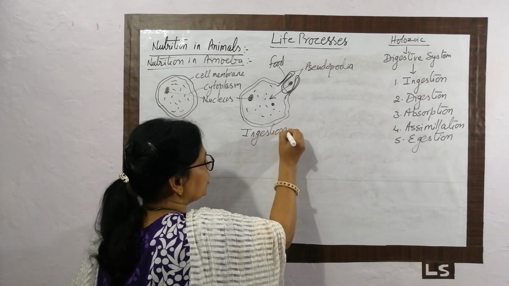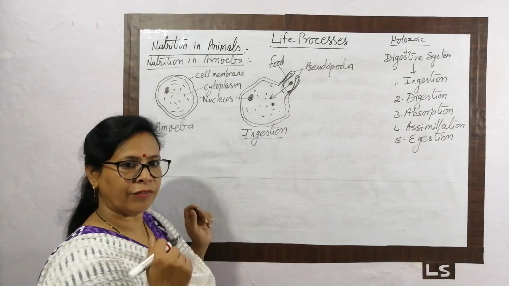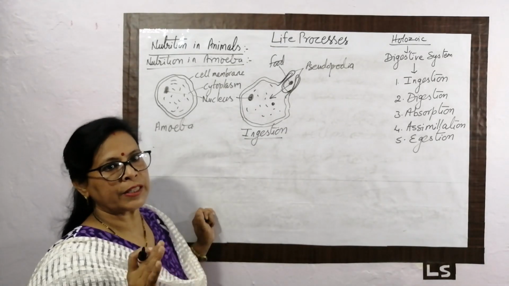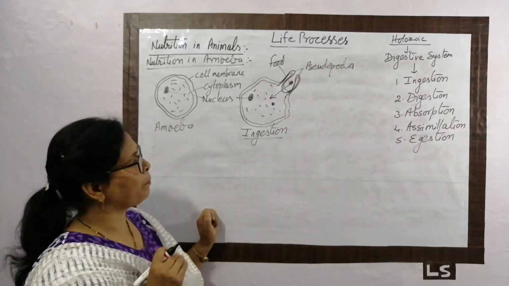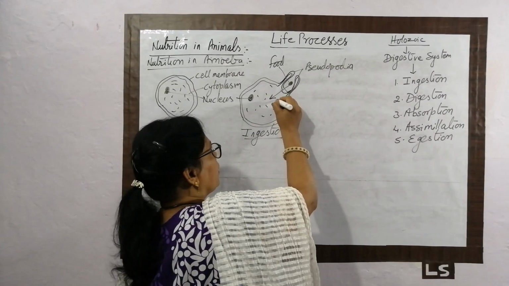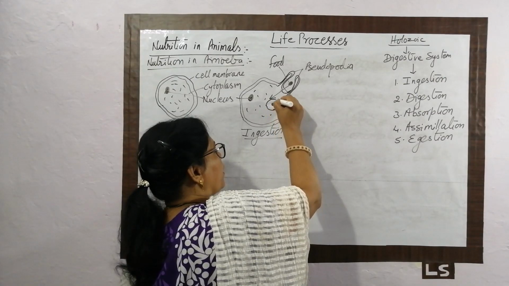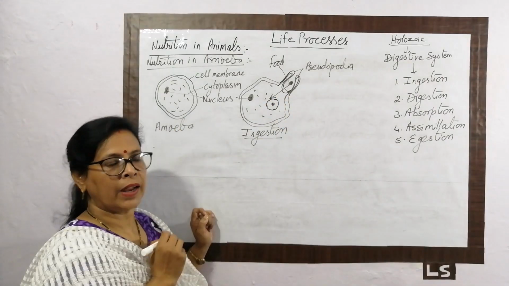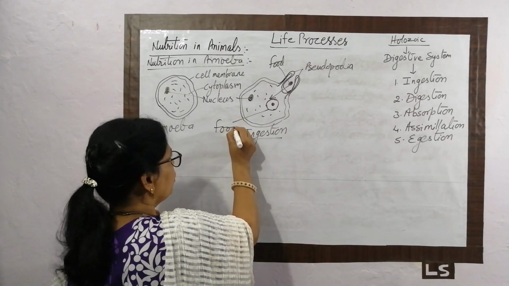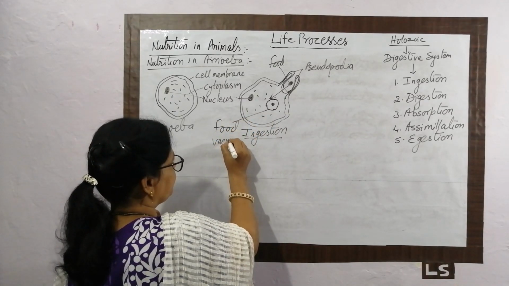The food has reached the body. Engulfing of food, taking the food, self-feeding. Lots of words are there to explain the process. Now, what happens when food enters inside the body? It is covered by some part of the cytoplasm, and this is called the food vacuole.